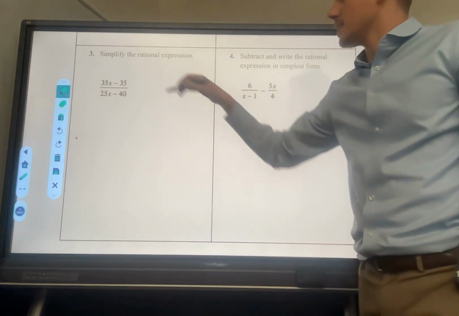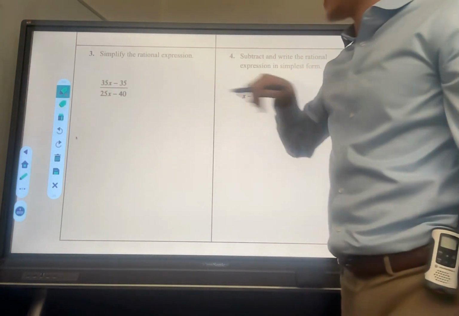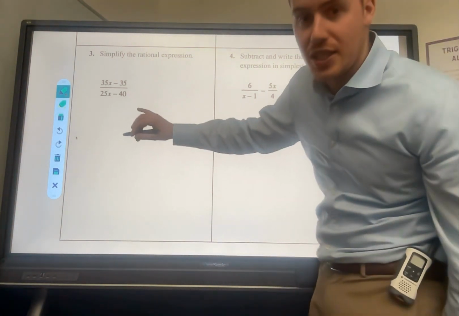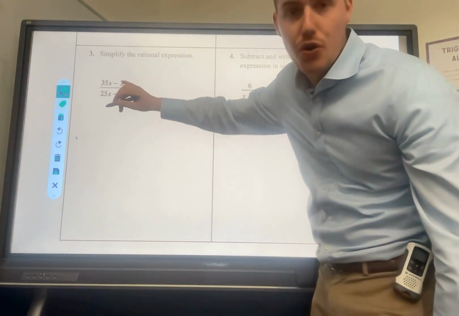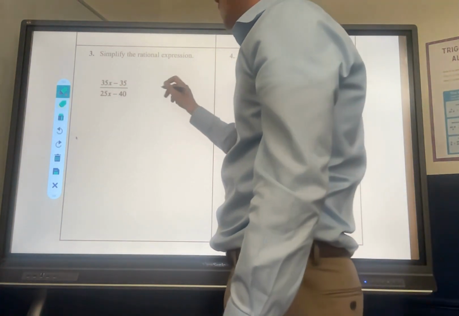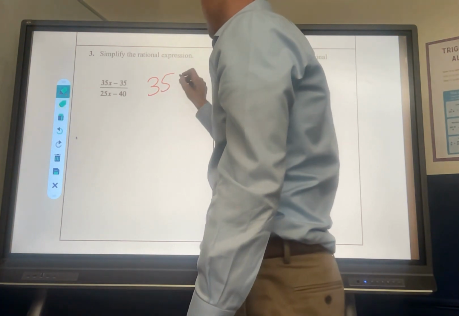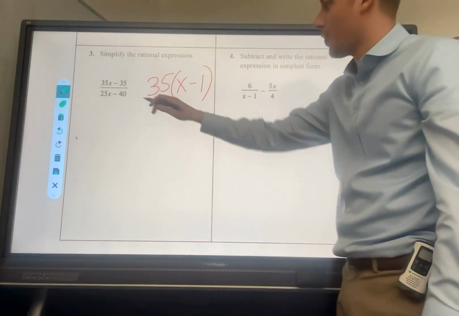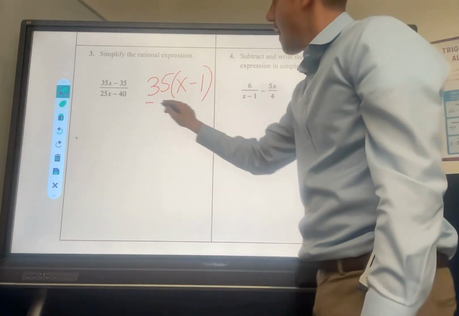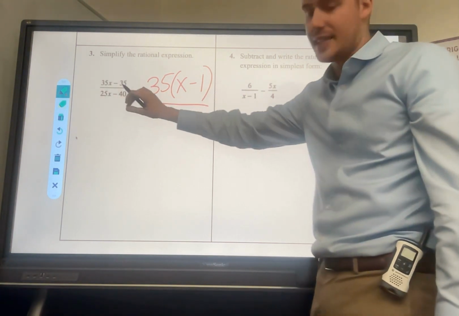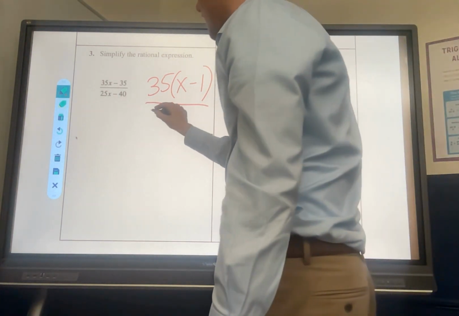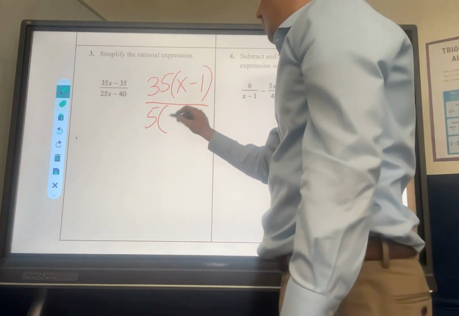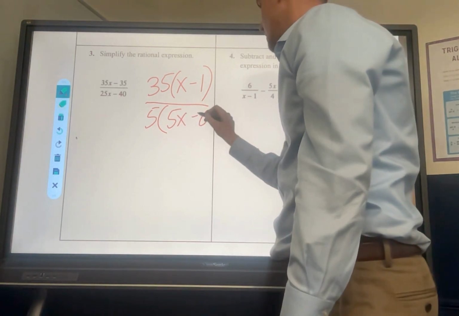All right, so question 3 says simplify the rational expression. We've got 35x minus 35 over 25x minus 40. So we're going to go ahead and find the GCF, the greatest common factor, of both the numerator and the denominator. So in the numerator, we can divide out by 35, and we're left with x minus 1. So 35 times x minus 1. And in the denominator, the GCF of 25x and 40 is 5. So I can factor out or divide out by 5 for the denominator here. So I'm left with 5x minus 8.